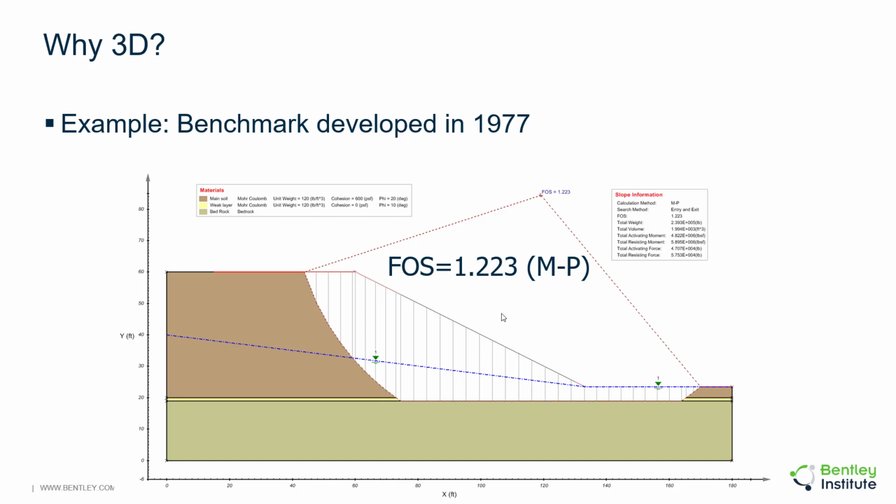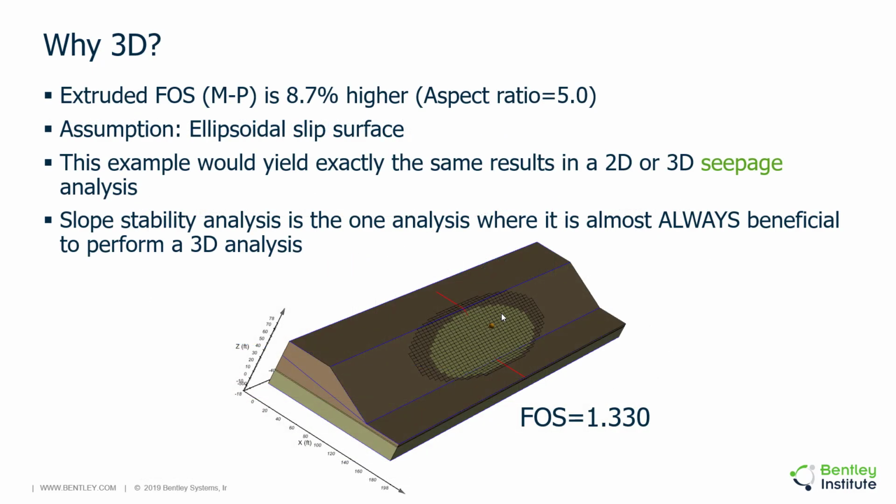So just as an example, here's a benchmark that was done in 1977. You have a water table, a weak layer, and so you have a composite slip shape and a factor of safety of 1.223. And this typically is analyzed in 2D, and there's no questions asked of this model. However, if you extrude this out to 3D and you assume an ellipsoidal slip shape, then what you find is that the solution normalizes at a factor of safety about 8.7% higher and an aspect ratio of 5. And so you're searching for your perfect aspect ratio here in this case. And it is important that you are assuming an ellipsoidal slip shape in this case.